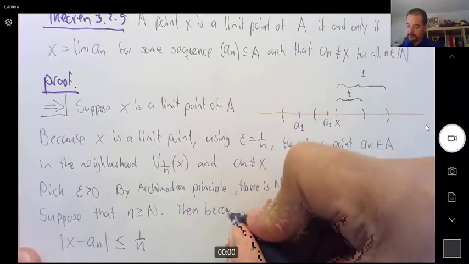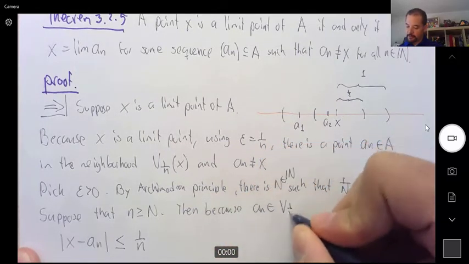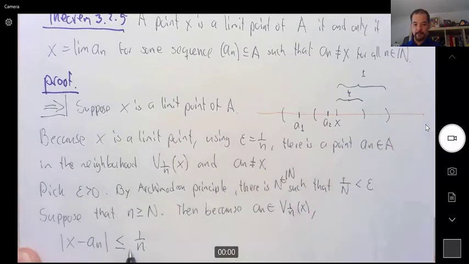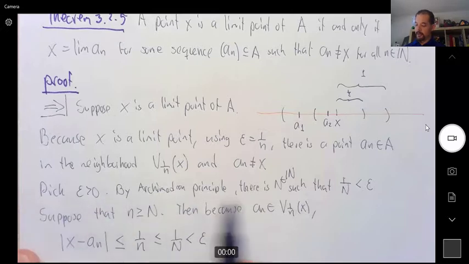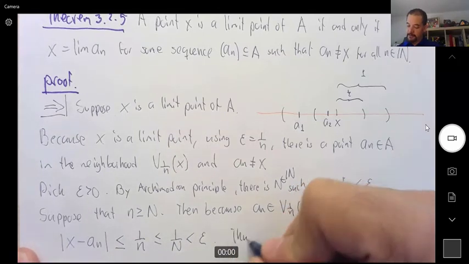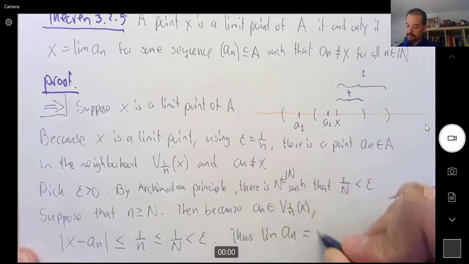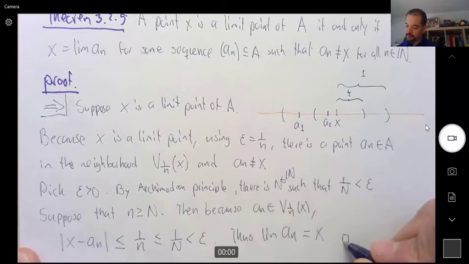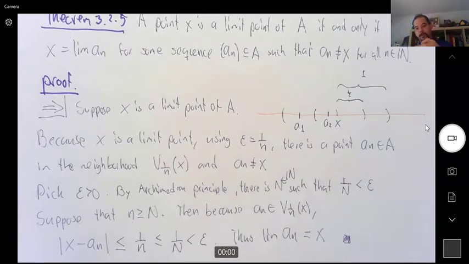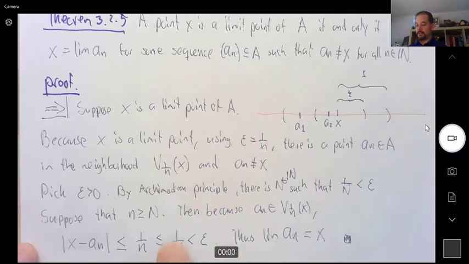So then, because a_n belongs to the 1 over n neighborhood, this happens. And this one is because little n is bigger than capital N, this is less than 1 over N. And the way I chose capital N, this is less than epsilon. And we are done, right? Given an arbitrary epsilon, I found a capital N such that if little n is bigger than capital N, then this difference is less than epsilon in absolute value. So this means that the limit of the a_n is x. And we are done with half the proof, right? That's the proof going this way. If something is a limit point, then this sequence exists.